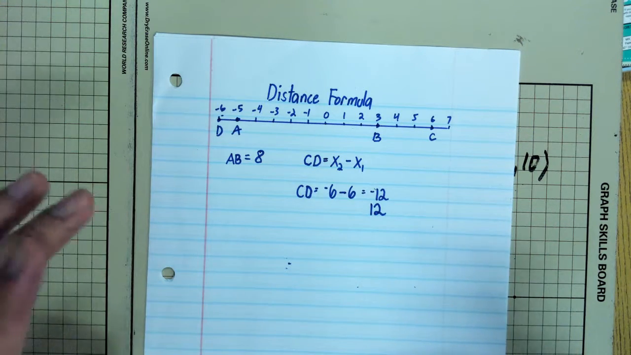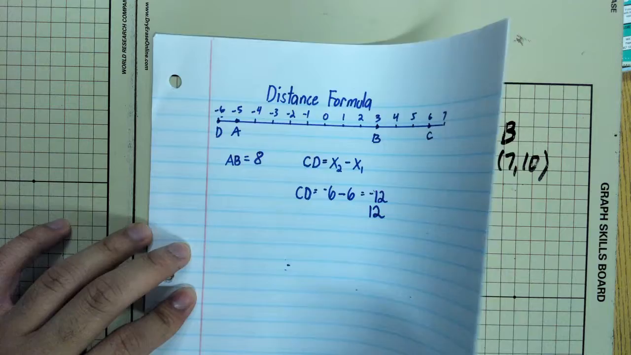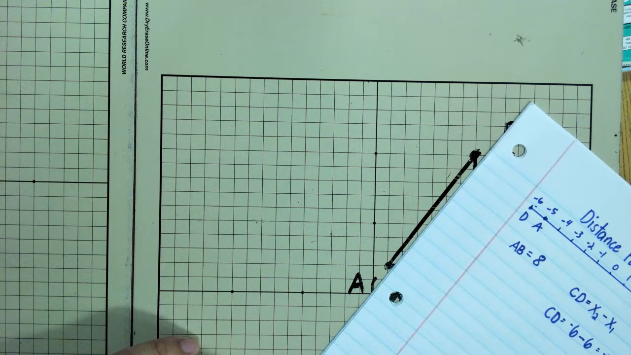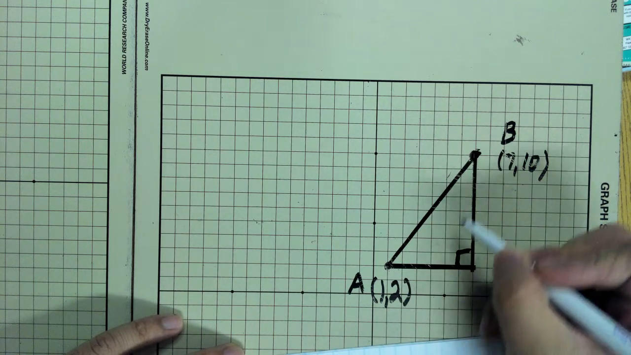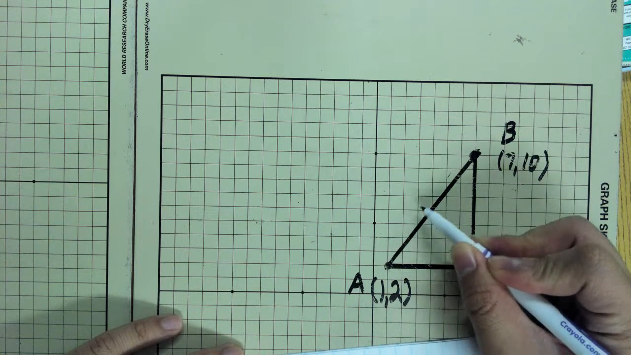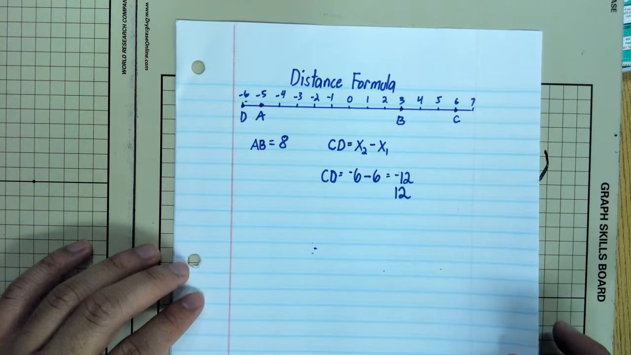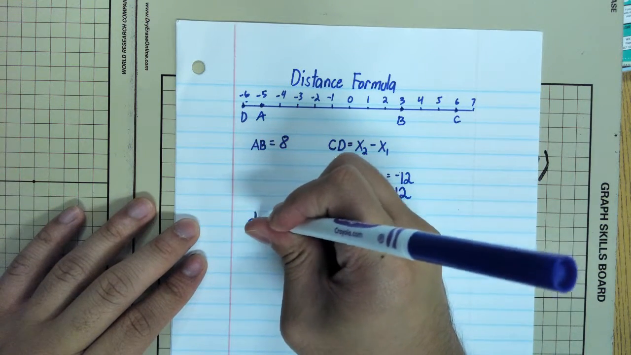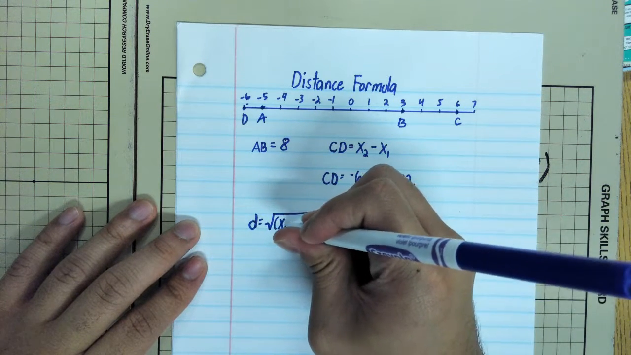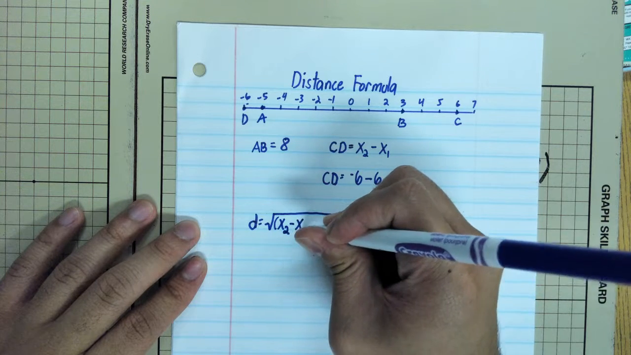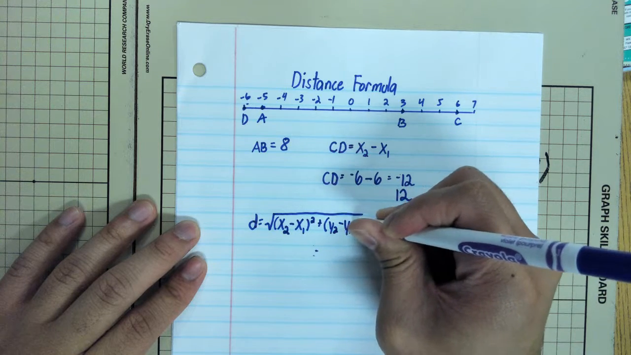Now let's go to the distance formula. There is a distance formula. What if we have right here a slanted line? On a graph, I can just count straight to the right and I can count straight up, but I cannot count diagonally. So one of the methods we have for that is the distance formula, expressed by D equals the square root of x sub 2 minus x1 squared plus y2 minus y1 squared.